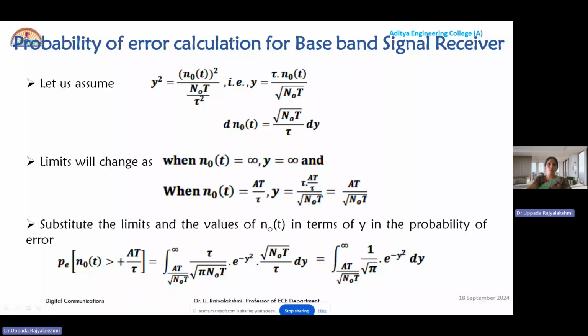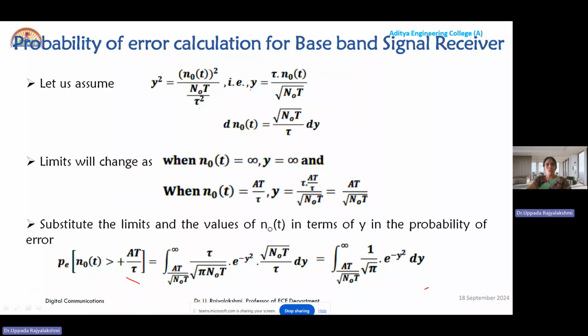Therefore, for further simplification, let us assume y square as n naught of t whole square by capital N naught t by tau square. Now we are going to rewrite the whole expression in terms of y. Instead of n naught of t, we are going to simplify that in the form of integral u to infinite 2 by root pi e power minus y square dy, because our intention is to write in the form of complementary error function of u.